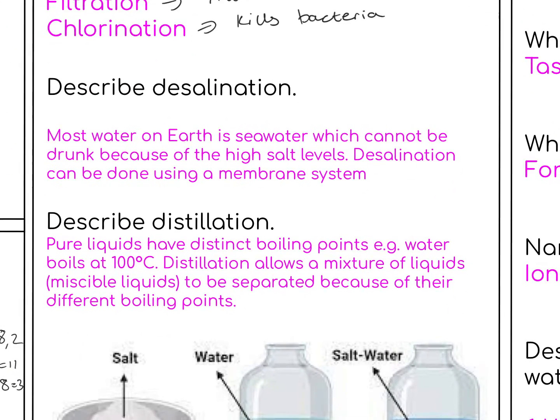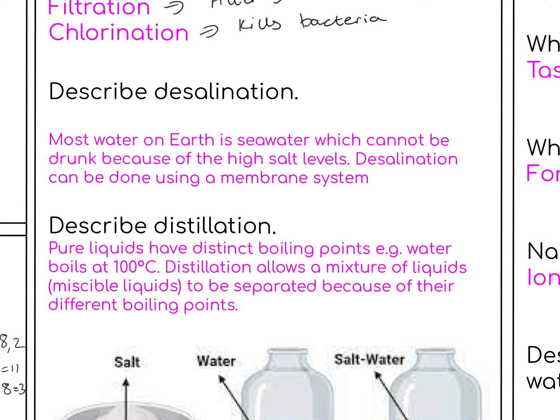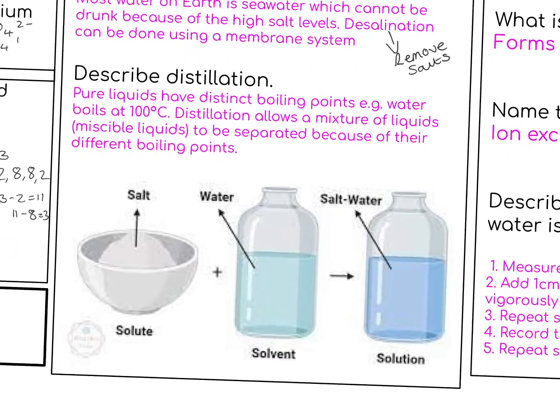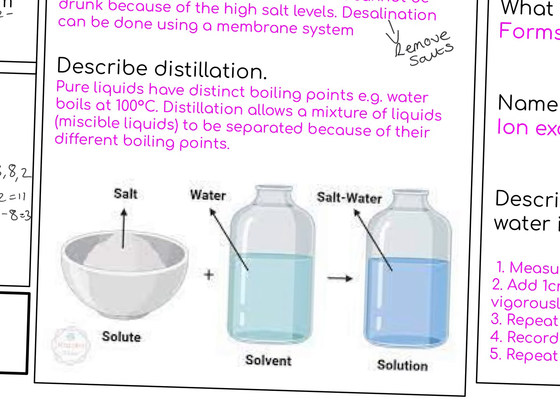Describe desalination. Most of the water on Earth is seawater, which cannot be drunk because of high salt levels. Desalination removes the salt. Happens a lot in countries next to the sea, such as Dubai, that really removes the salt, so the water then is drinkable. Distillation is sometimes how we do it. Distillation is looking at distinct boiling points. So water has a boiling point of 100, whereas something like ethanol has a boiling point of 73. You can boil them together. The ethanol will come off first. You can extract that and keep it, and then the water will come off after.